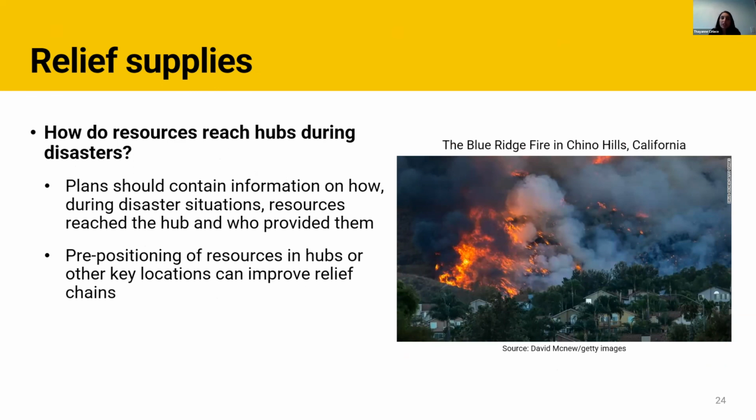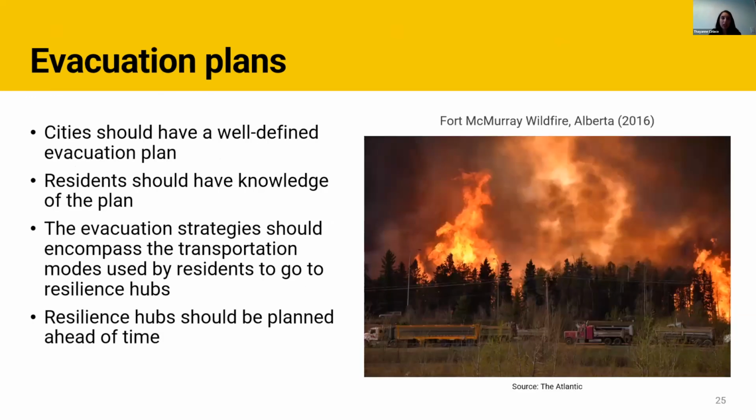Another strategy that can improve relief chains is to preposition the resource in hubs or other key locations. And to ensure that resource will reach the hubs, they should be part of the city's evacuation plan. So the city should have a well-defined evacuation plan, and residents should have knowledge of this plan. Moreover, the evacuation strategy should encompass the transportation modes used by the residents to go to these resilience hubs. Therefore, the resilience hubs should be part of the evacuation plan and ensure the mobility equity.